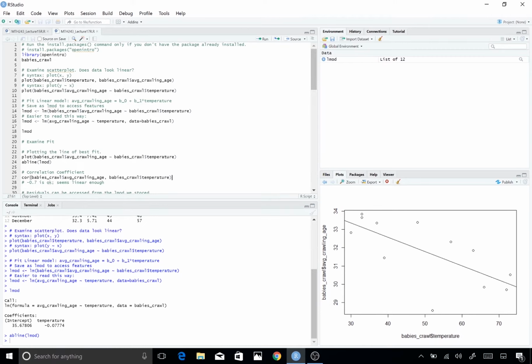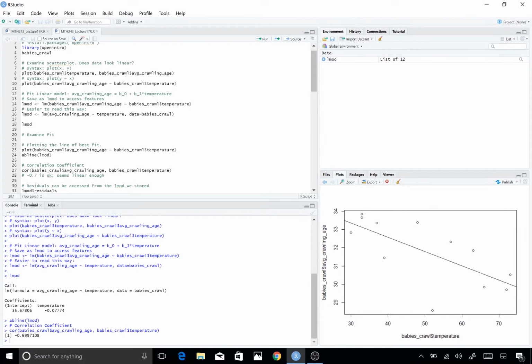The correlation coefficient is negative 0.7, which is all right. You don't want to see it get too far below 0.7 or so. This isn't an especially strong linear relationship, but it's still good enough that we would try and fit a line to this.